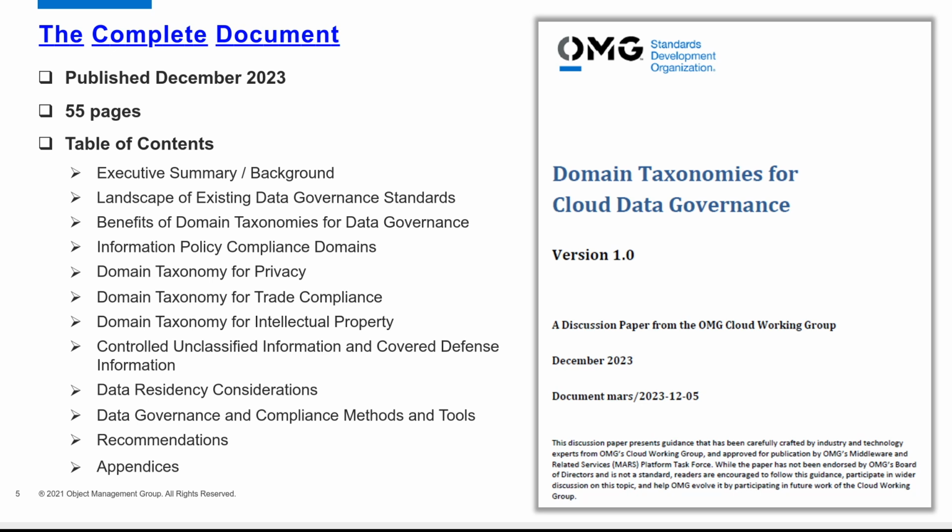It was published just a few months ago, December of 2023, and it has domain taxonomies for privacy, trade compliance, intellectual property, and what we call covered defense information, which is actually a subset of controlled unclassified information in the U.S. But we're using that model, that method, because it's an approach that's forced by the U.S. government. And if we're building policy interfaces already to leverage the semantics associated with that, why not just use the same approach across the board? And that's basically the presumption that we come to in the document itself.